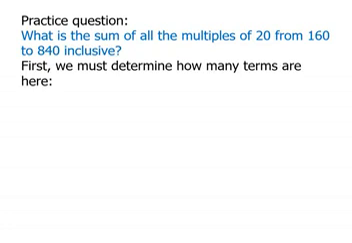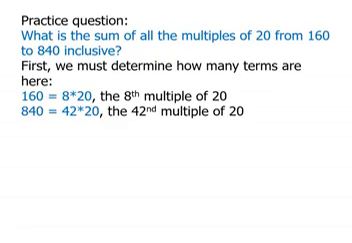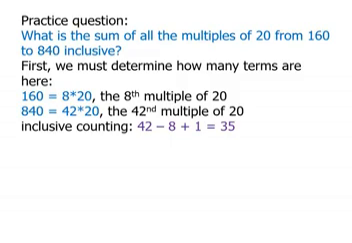Okay, we have to determine how many terms there are. So 160, that's 8 times 20. 840 is 42 times 20. So we're going from the 8th multiple to the 42nd multiple. And so how many terms? We have to use inclusive counting here. So inclusive counting, 42 minus 8 plus 1 is 35. So that's the number of terms.